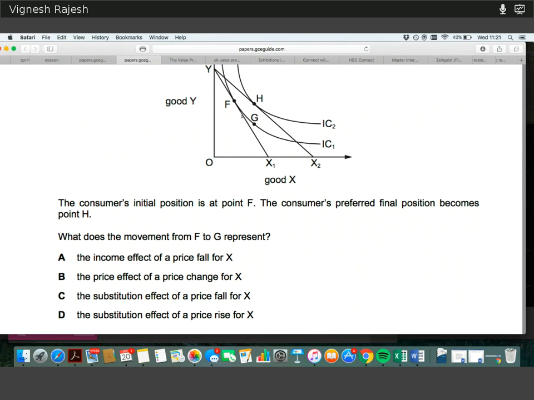if we were to hold utility fixed, the decrease in price of X makes X relatively cheaper compared to Y and therefore more desirable compared to Y. So we can see the answer is C. It's a substitution effect for a price fall in X. G to H is then the income effect for the price fall in X.